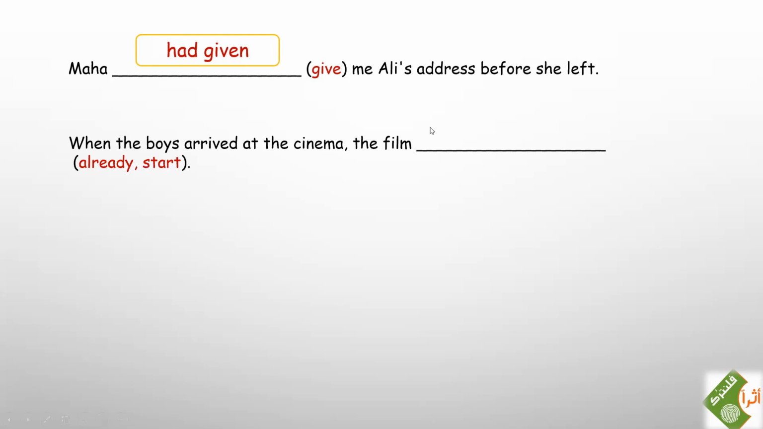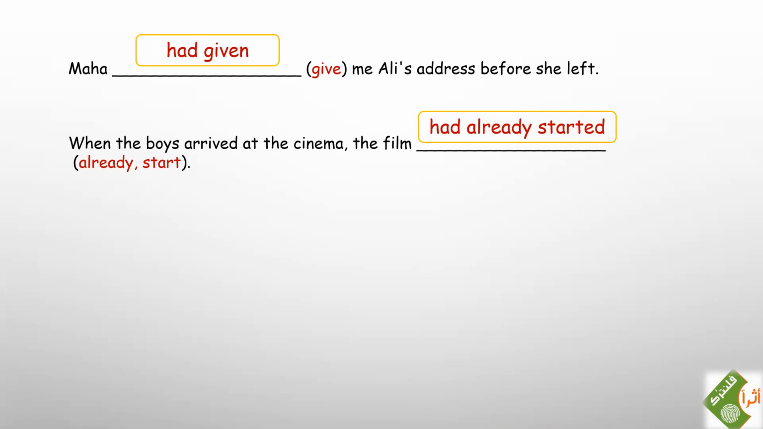Yaqeen, look at this one. When the boys arrived at the cinema, the film already started. Yaqeen, can you help me? Arwa. Yes. When the boys arrived at the cinema, the film was already started. Why was, Arwa? But here we are talking about past perfect, and we also have the word already. Okay. The film had already started. Well done, Arwa. Already is actually a key to the answer for you.